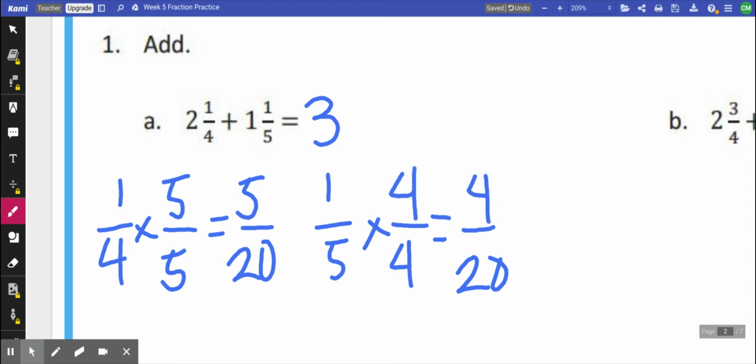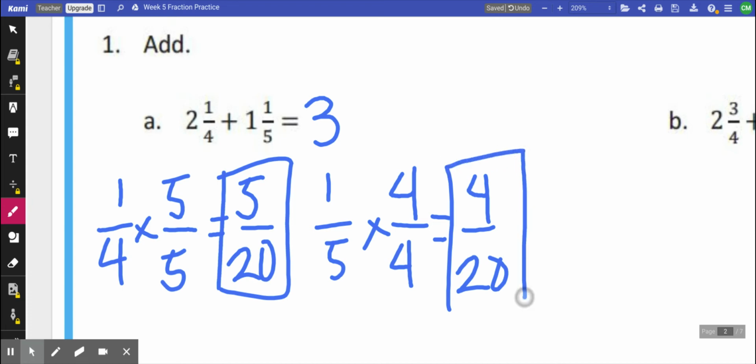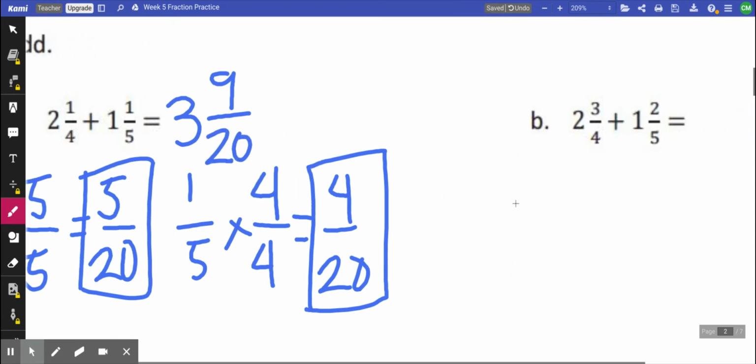So when I add these together, I'm actually going to be adding 5/20 plus 4/20 for a total of 9/20. So I know that my answer is going to be 3 wholes and 9/20.